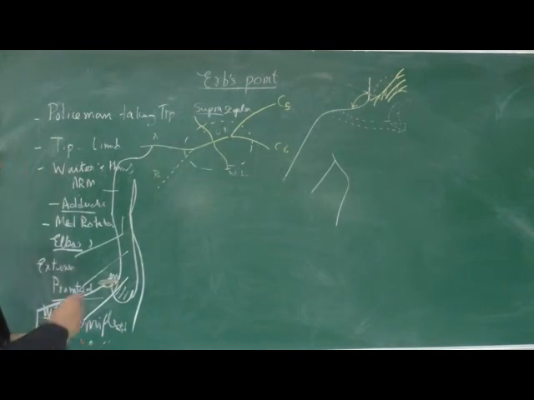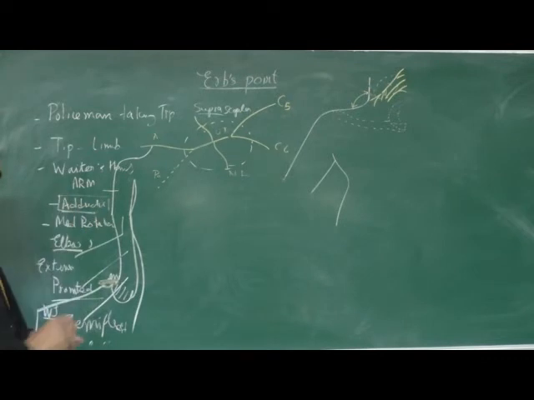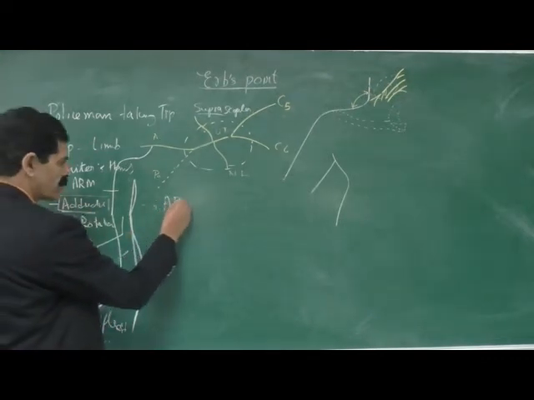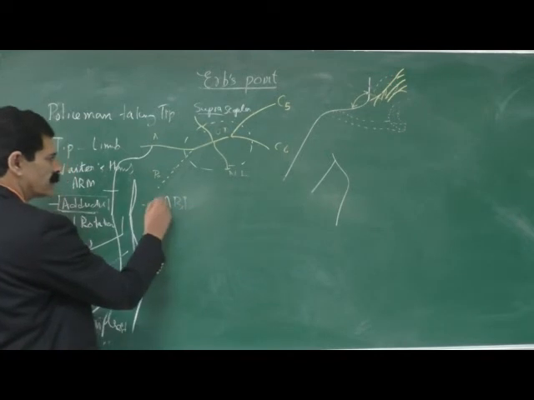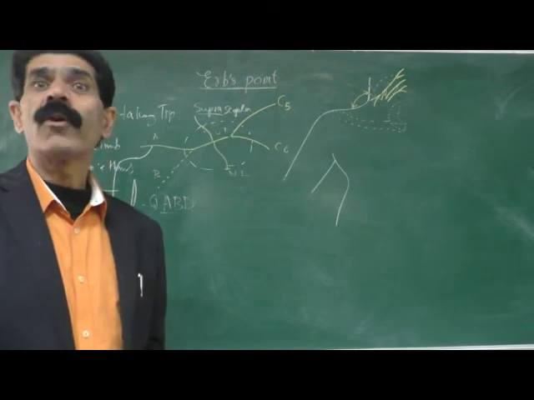Now number one is arm is adducted. Why is the arm adducted? Because abduction is lost. Abduction is not possible.